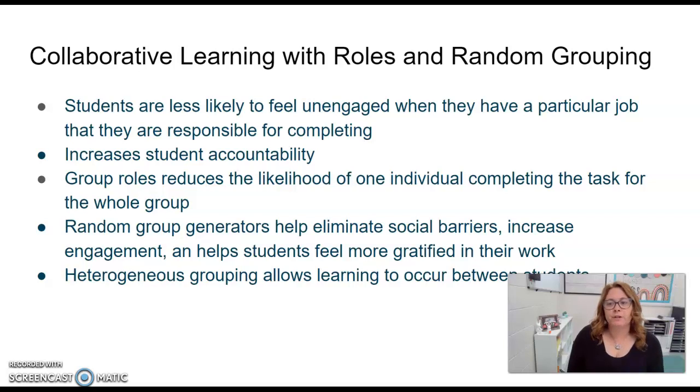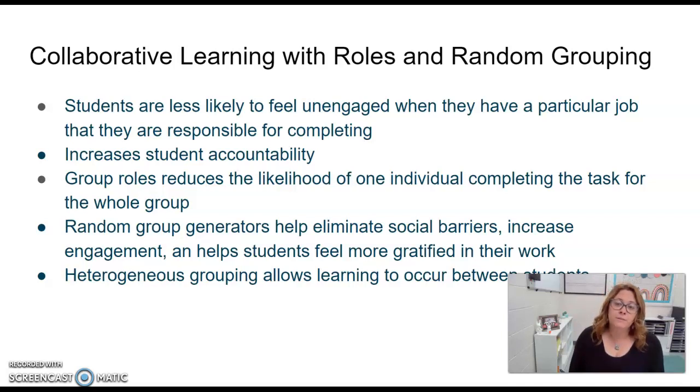Another strategy that works really well is collaborative learning with roles and random grouping. First, I'll talk about the random grouping. Students get tired of working with the same students every day. There's also limitations when we homogeneously group students by ability. And we know if we let them form their own groups, there is social interactions that occur within your classroom, and the same students are always going to go together for the groups.